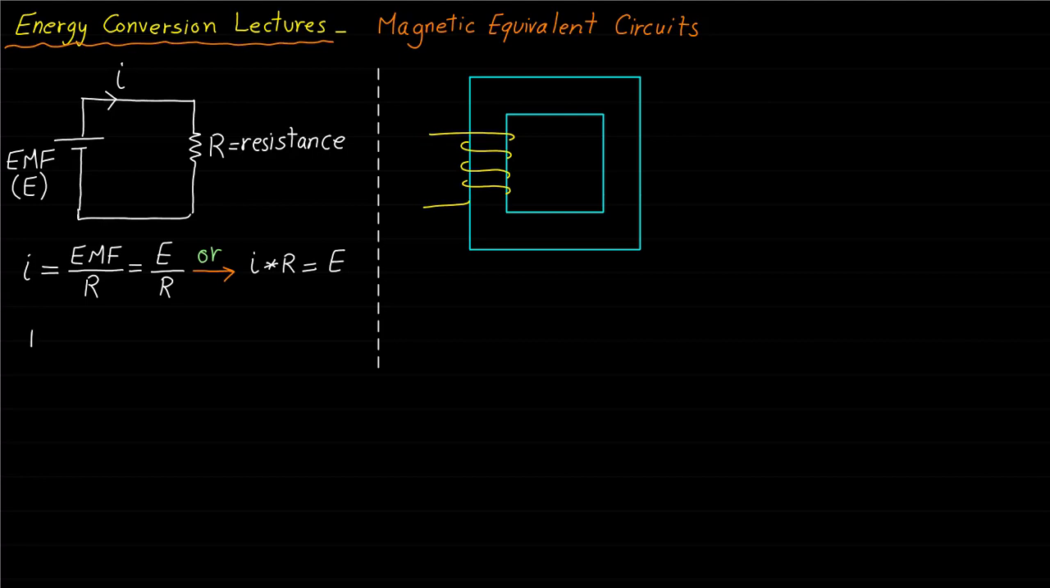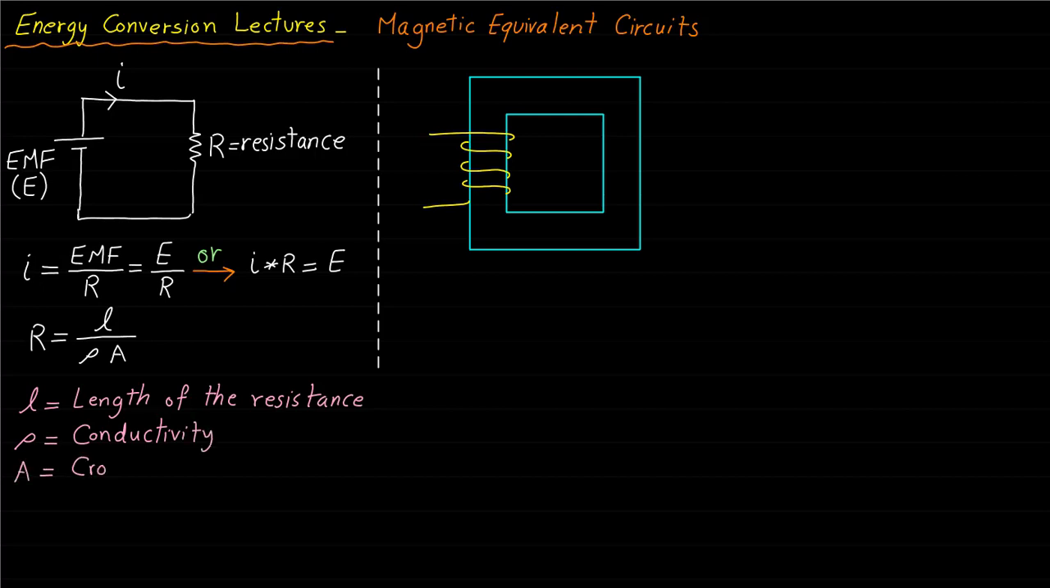R is equal to L over rho A. As you can see, the resistance R can be calculated based on the length of the resistance L, material conductivity rho, and the cross-section area of the resistance A.